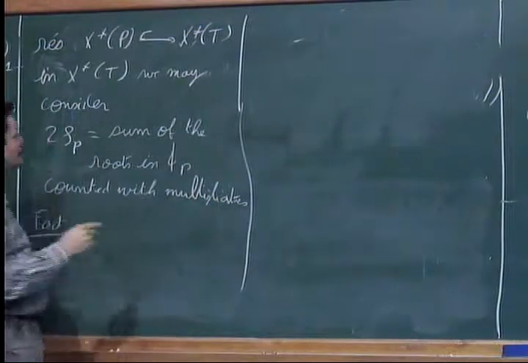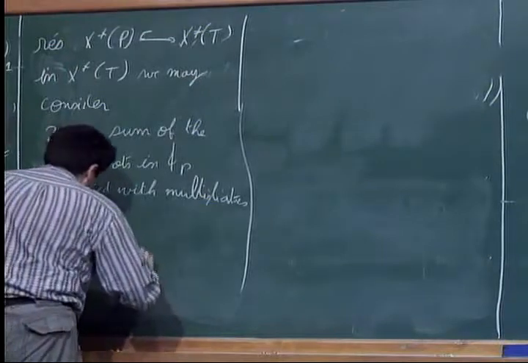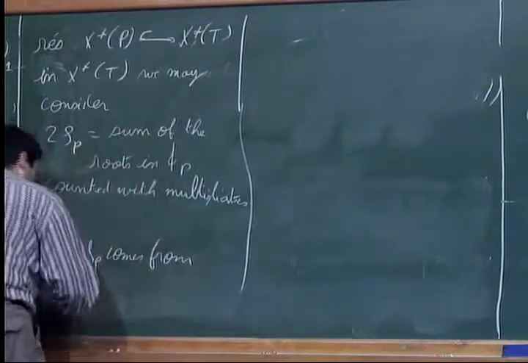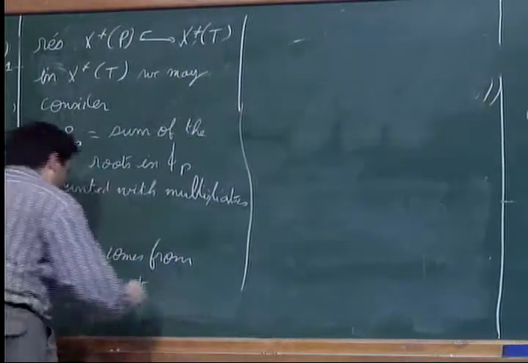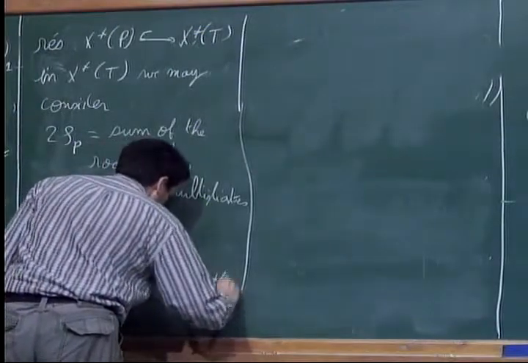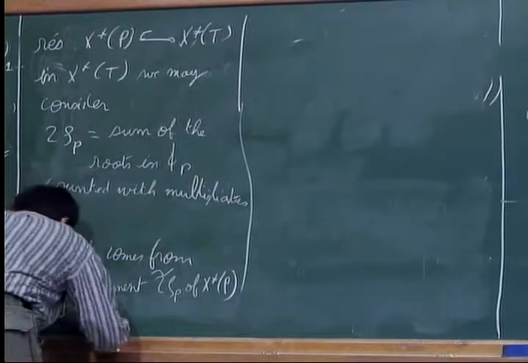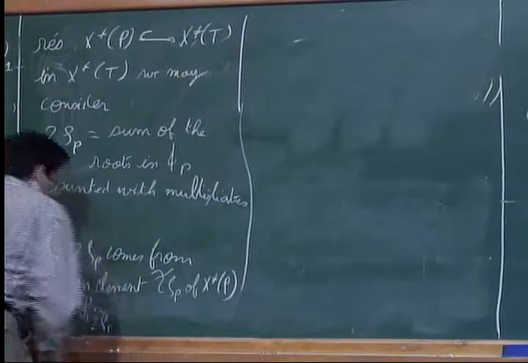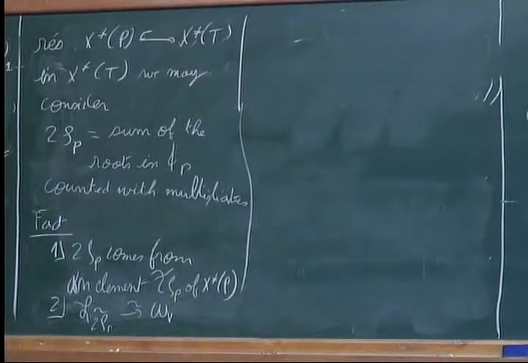So first of all, this element comes from the group of characters of P. So 2 rho P comes from an element which is unique since the map is injective. So 2 rho P tilde in X star of P. And this 2 rho P tilde, well, if you look at the corresponding line bundle, then this is isomorphic to the canonical line bundle on V.